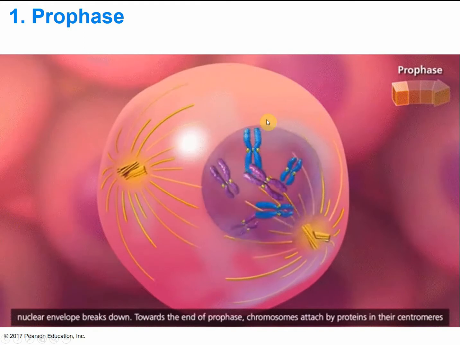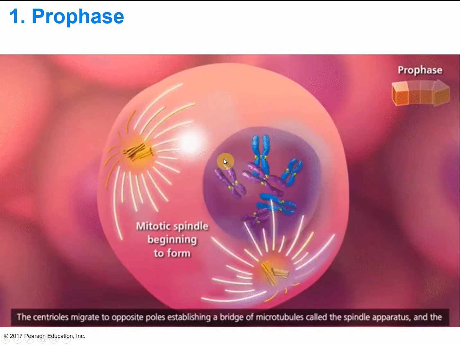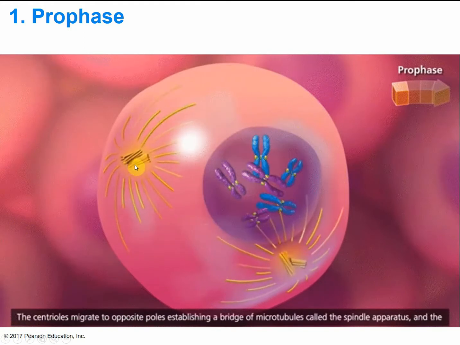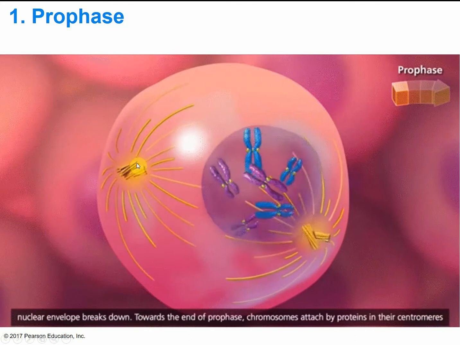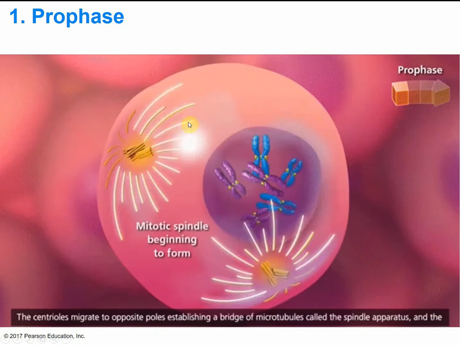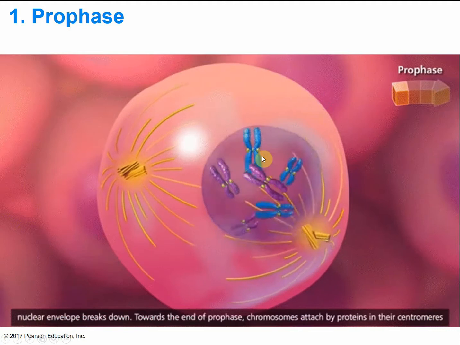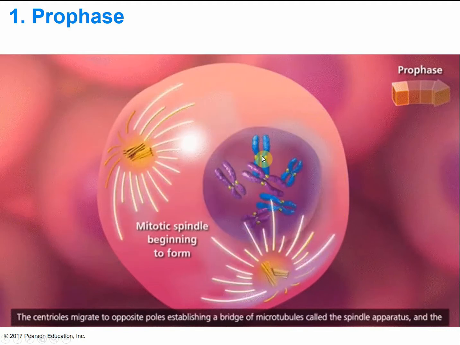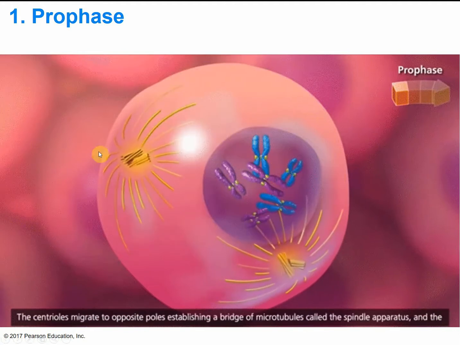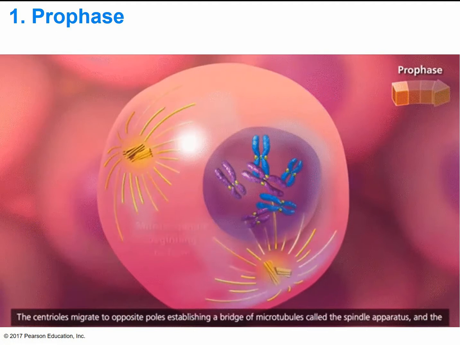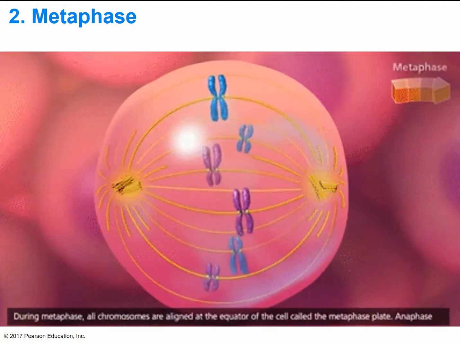So now they're kind of floating around in the cell. And also the mitotic spindle from those centrioles and the centrosome will start to form. So these microtubules will expand outward to catch these chromosomes so they don't float away. So we can position them precisely where they need to be during this process. No chromosome left behind.